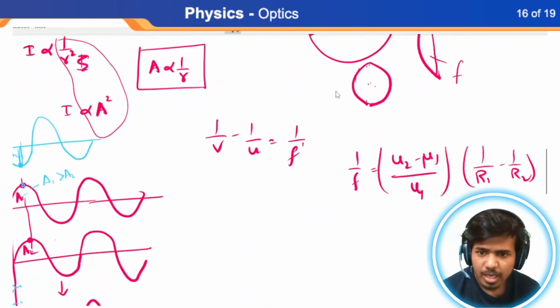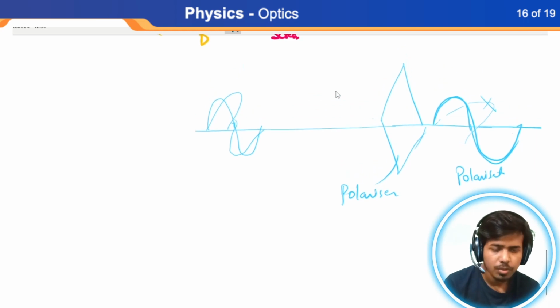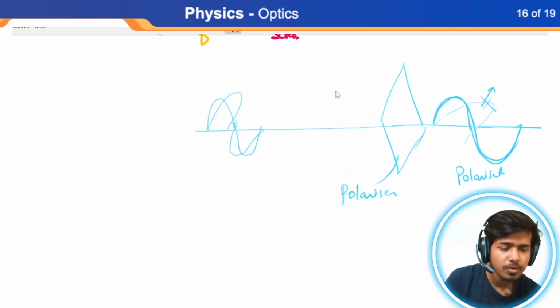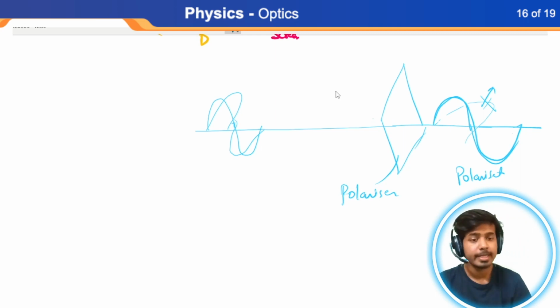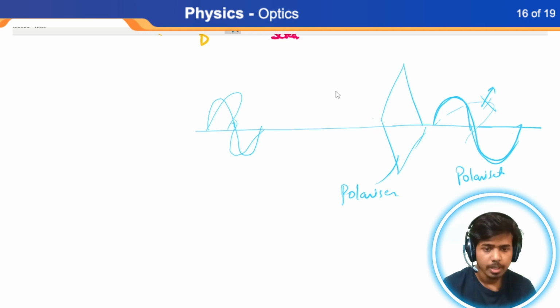Then if you have a polarizer, you're getting rid of whatever electric field is perpendicular to this particular angle, right?